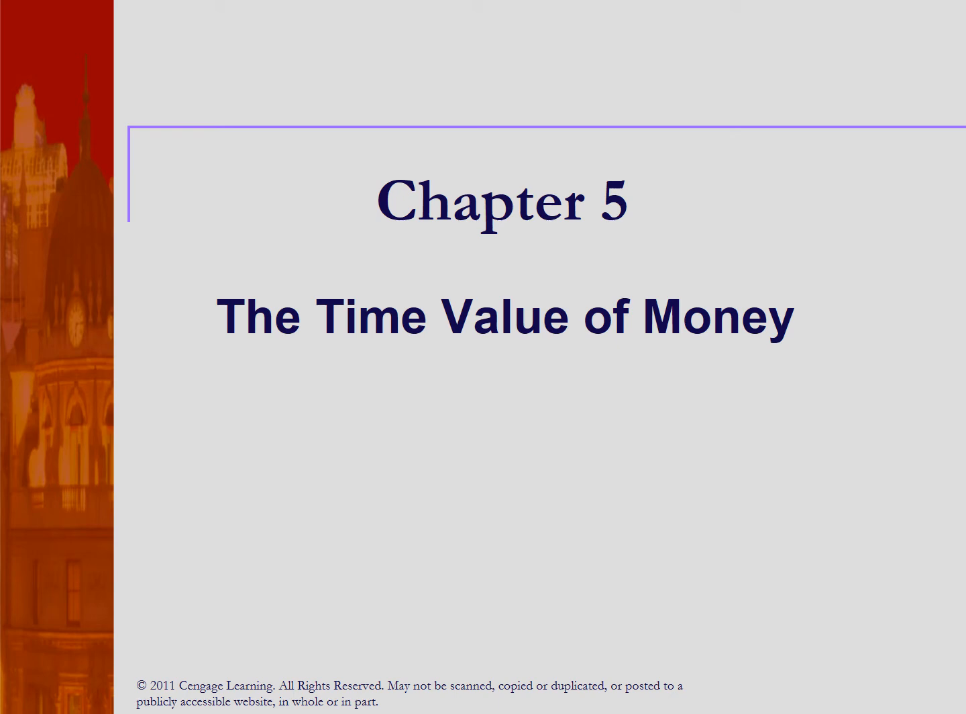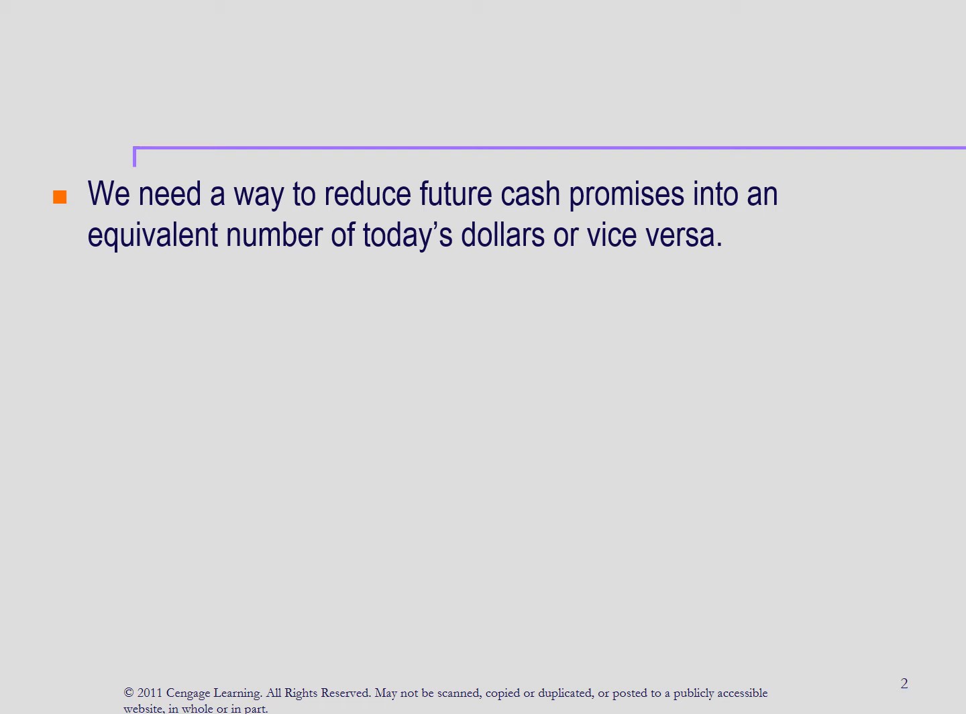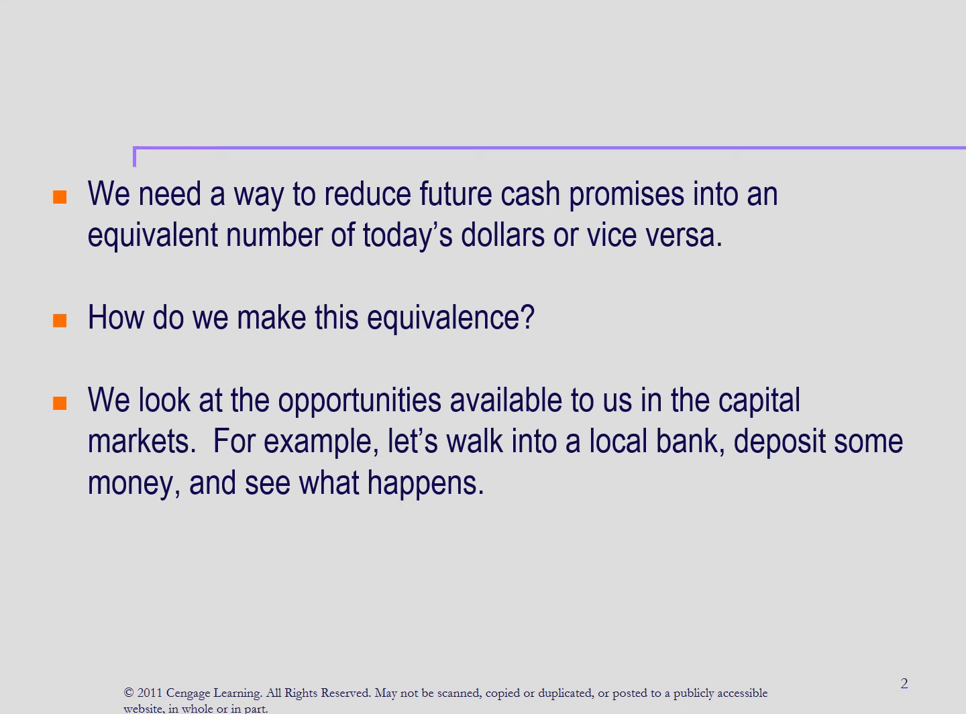Chapter 5. The Time Value of Money. We need a way to reduce future cash promises into an equivalent number of today's dollars or vice versa. How do we make this equivalence? We look at the opportunities available to us in the capital markets. For example, let's walk into a local bank, deposit some money, and see what happens.